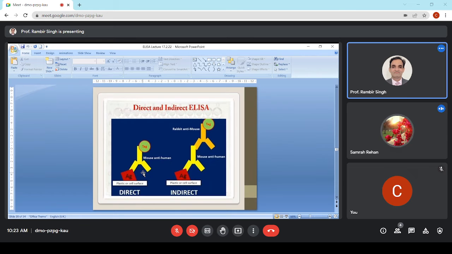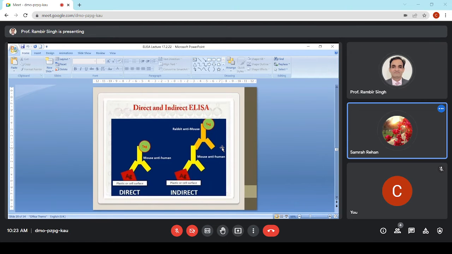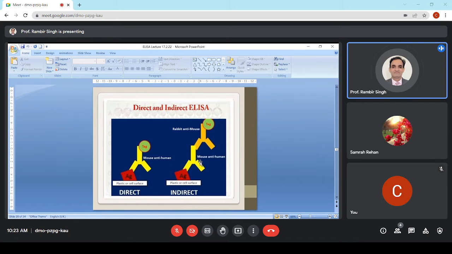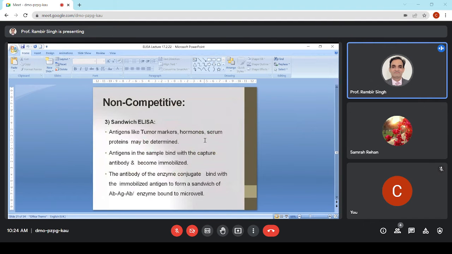But these are not very sensitive. Now, the one I told you earlier is the indirect one. We have the antigen on the plate surface, then a primary antibody, and then a secondary antibody. This is called indirect, meaning we are measuring the concentration of this antibody by linking it with another antibody. This way we can generate the signal. So we have direct and indirect.